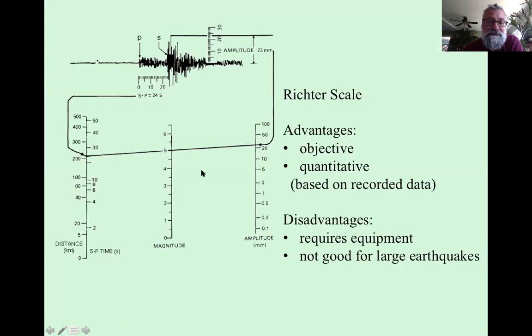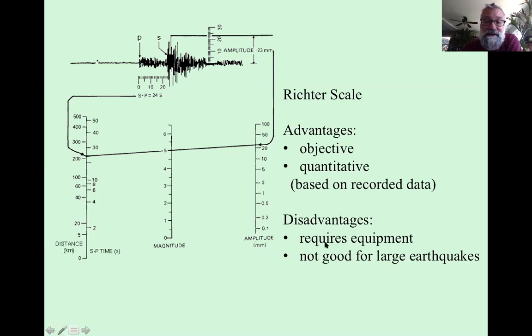And that we can see in the scale here. You'll see the scale only goes up to 6. Major earthquakes start at 7. And the problem with that is that by the time you get to a large earthquake, sometimes you can peg these meters, but also small variations in here are going to be big differences in the magnitude. And for that reason, the Richter scale is really not good for large earthquakes, which is too bad because those are the earthquakes that we're really interested in.